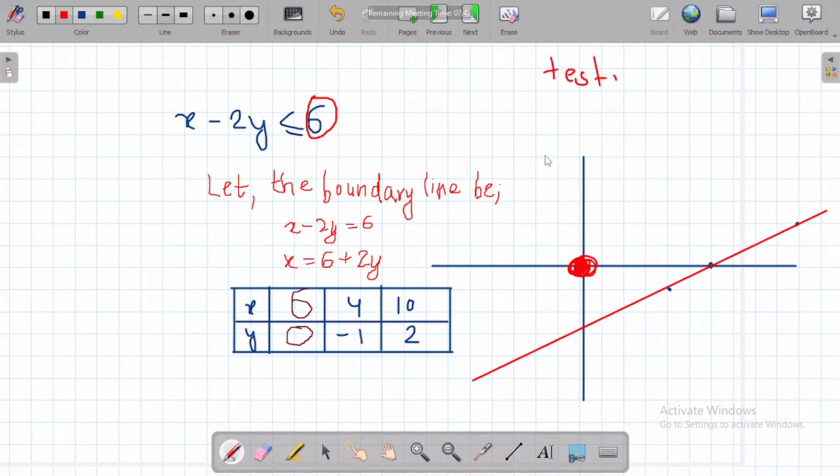Testing origin. While testing the origin, x is replaced by 0 and y is also replaced by 0. Now here we are getting true or false. So we are getting 0 is less than or equal to 6. Here also we are getting true. Okay, the result is true, which means the arrow will be towards the origin.